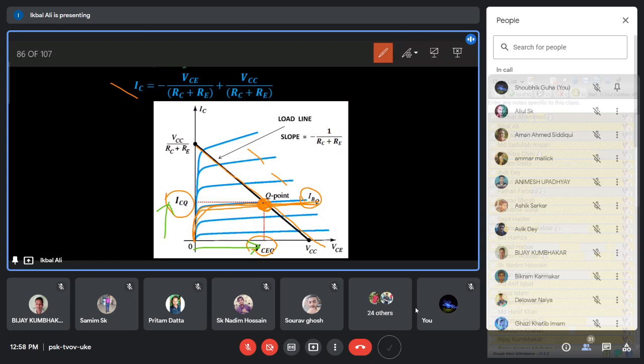This intersection point is called the Q point, the quiescent point: stable quiescent point, static quiescent point. So when you connect the battery and resistances, a particular collector current flows through the transistor, that is constant, and that is your ICQ. And a particular collector emitter voltage is present between the collector and emitter of the transistor, and that is your VCEQ. Is that okay?